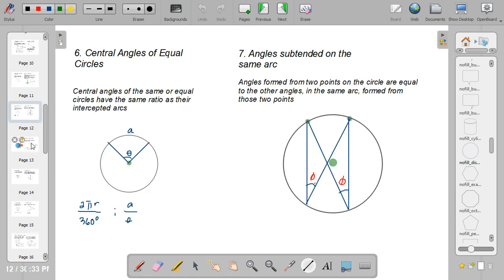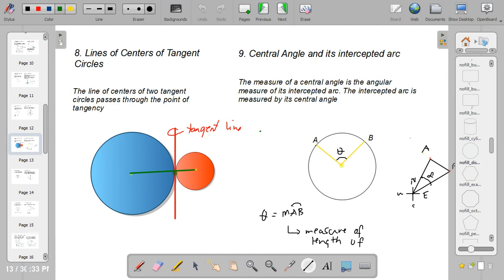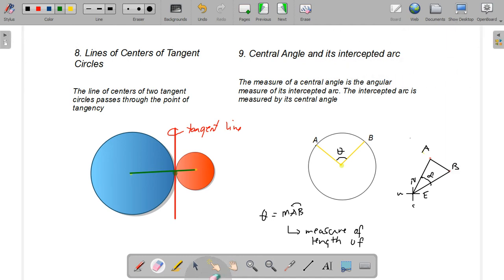Okay. So this is the centers of the tangent circles. And then we have central angle and its intercepted arc. Okay, the measure of central angle is the angular measure of its intercepted arc. The intercepted arc is measured by its central angle. Okay, so for example, we have this sector, okay, AB. So ito yung arc niya, ito yung central angle. So the measure daw of this central angle is the measure of its arc. Therefore, theta is equal to the measure of the arc AB. Okay. So that is the measure of or the length of. Okay.